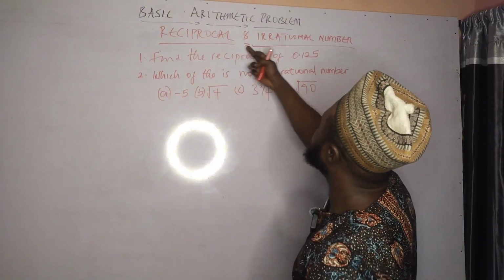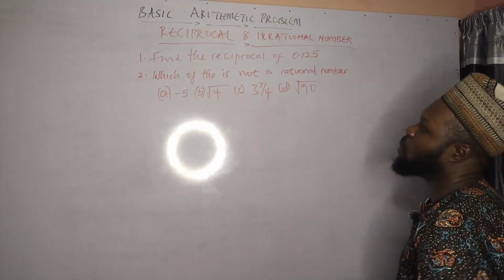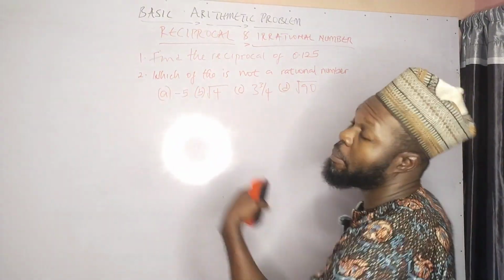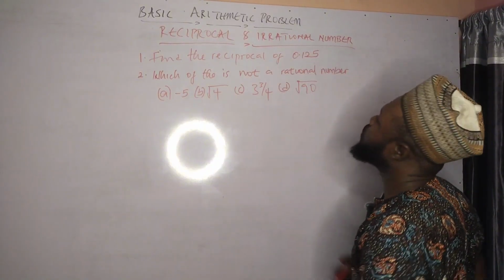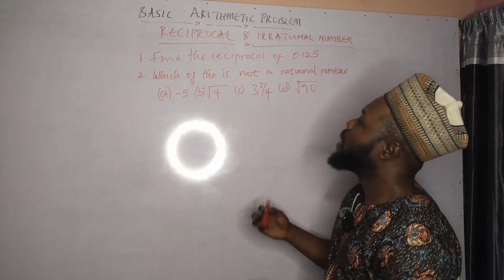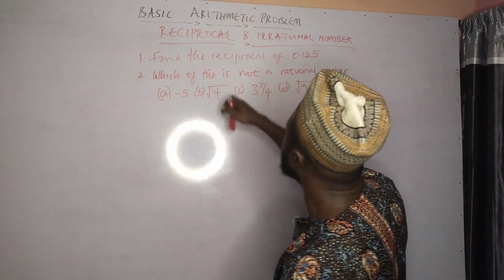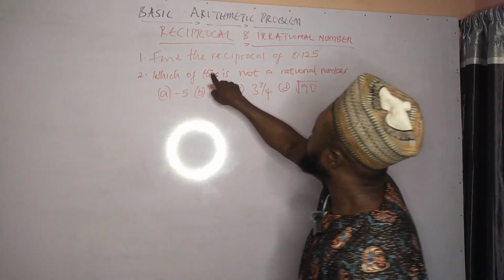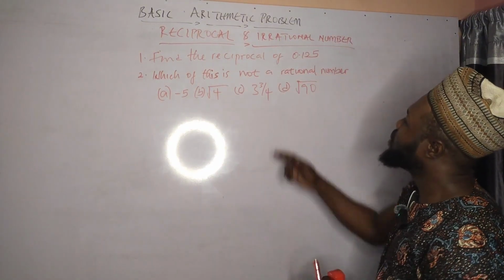Now we are dealing with reciprocal and irrational numbers. So I want to combine the two in one so that I can just finish up with this topic once and for all, so we can move to another topic. Now look at the questions. Find the reciprocal of 0.125, and the second one says, which of these is not a rational number.